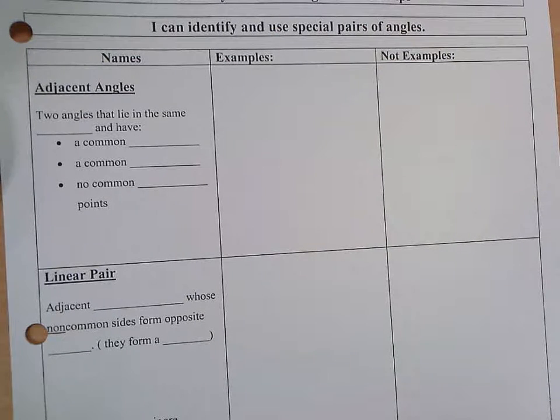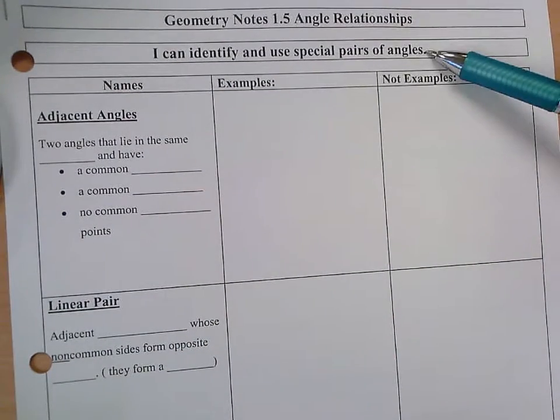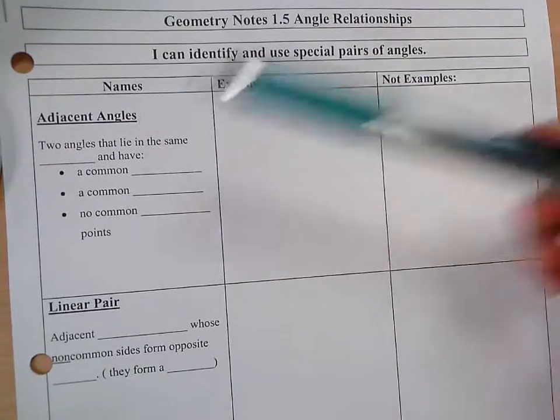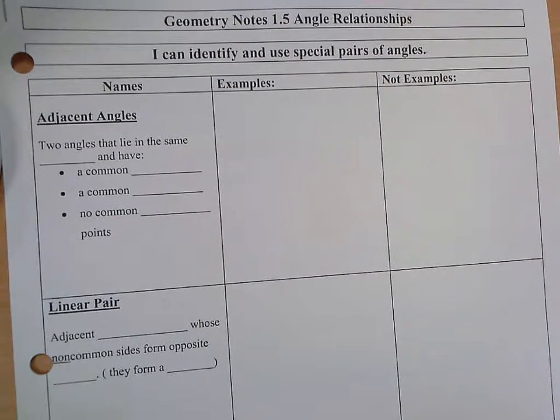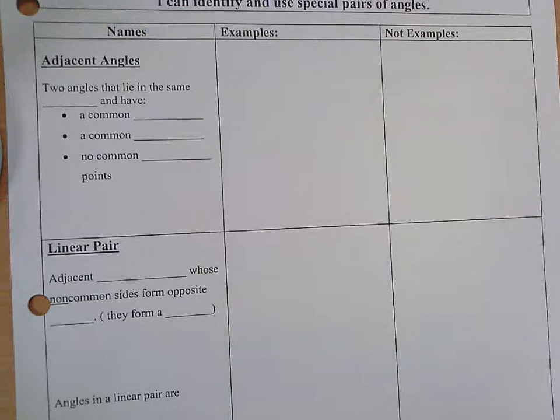So today, really the main thing, and I always have the I can statement on the front board too, but I have the I can statements right on the sheets as well. It's identifying and using special pairs of angles, like adjacent angles, and so on down the sheet. And then also identifying and using perpendicular lines. That's what we're looking at today. And by using them, it's just using them in problems. So once you know the relationship, how can you use it when you're problem solving to make an equation or whatever it might be. So we're starting out with adjacent angles.